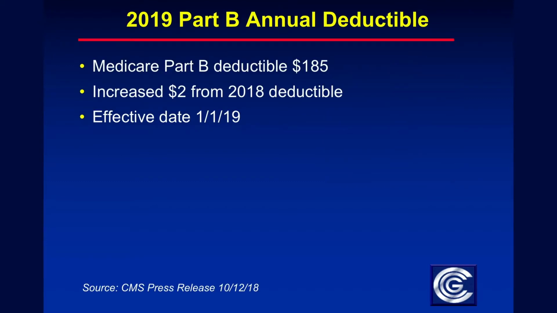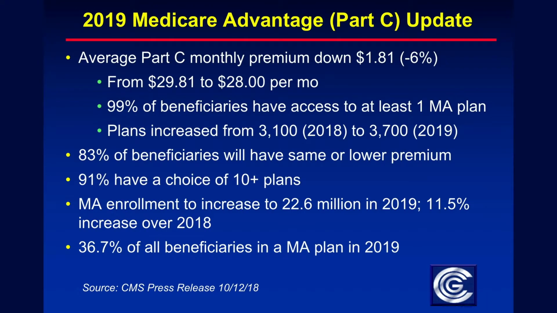The 2019 Part B deductible is $185 and went up only $2 from 2018. Medicare Advantage, as a part of the Medicare population, continues to grow quickly. Medicare Advantage enrollment is anticipated to increase 11.5% in 2019. 36.7% of all Medicare beneficiaries will be enrolled in a Medicare Advantage plan in 2019. Part of the attraction is lower monthly premiums for Part C, down 6% from the prior year.